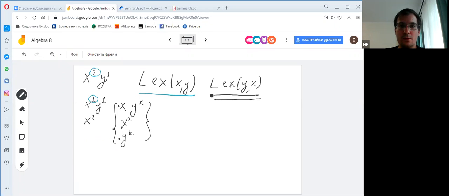What kind of monomials are smaller than our monomial in the second ordering? In the second ordering, we first of all look at the power of y, and if they are equal, then we look at the power of x.